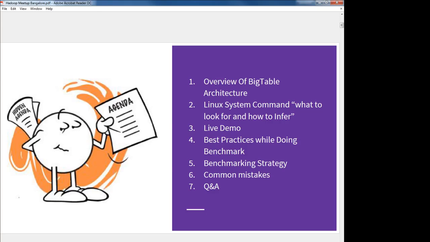So this is the basic agenda. We'll go through Bigtable, the Linux commands which will enable us to benchmark, the best practices, the common mistakes that we made, and what we think most people generally do while benchmarking anything.